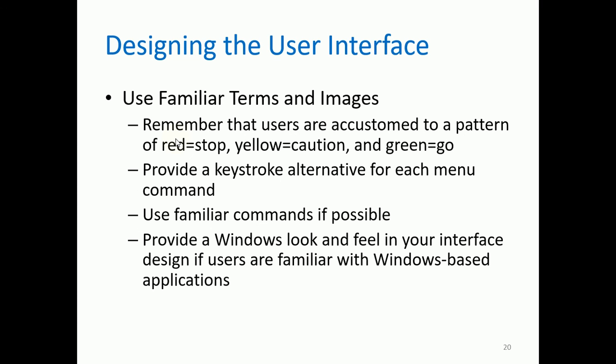Okay, next is use familiar terms and images. So remember that users are accustomed to a pattern of red is equal to stop, and then yellow is equal to caution, and then green is equal to go. And then provide a keystroke alternative for each menu command. As I've said, you can use keyboard shortcuts. And then use familiar commands if possible. As I've said with new, open, save, save as. We have cut and paste, instead of move. Because it's easier for copy or paste, just use the commands with which the users are very familiar.